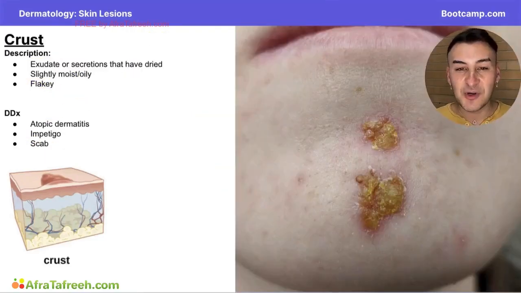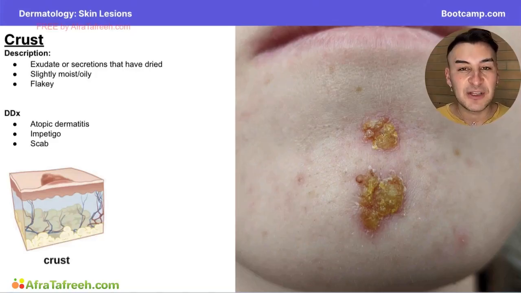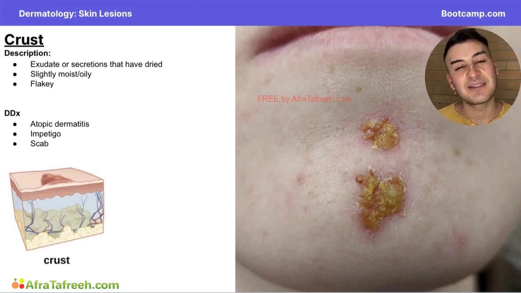Now let's talk about crust and how we can differentiate it from scale. So remember, scale is a thickened stratum corneum, so that's going to just be dry excess keratinocytes, whereas crust is made from secretions that were once moist and are now dry. So think about serosanguinous fluid or blood or pus that is now dried up.